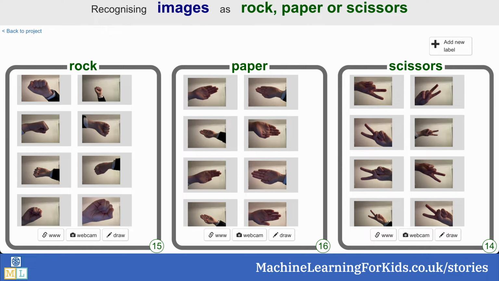Students were making a Scratch project to play rock, paper, scissors. They used the webcam to collect example photos of their hand, making the shapes of rock, paper, and scissors. They used these photos to train a machine learning model that could recognise their hand shapes. Now, in this particular lesson, the project was working really nicely for nearly all of the students, but there was one student where things went a bit wrong.